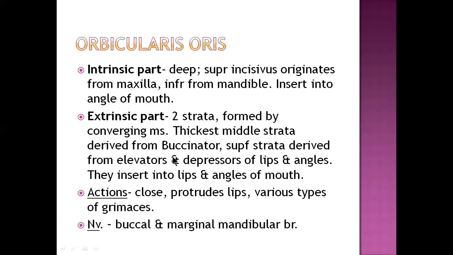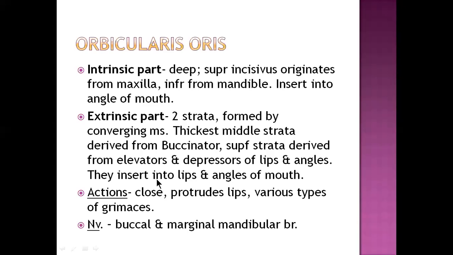on the same side, and there will be crossing of fibers. So these are the intrinsic muscles that you find in the upper lip and lower lip, and these are the extending muscles that you find outside the orifice of the mouth. They come from the buccinator, and you find the elevators and depressors.